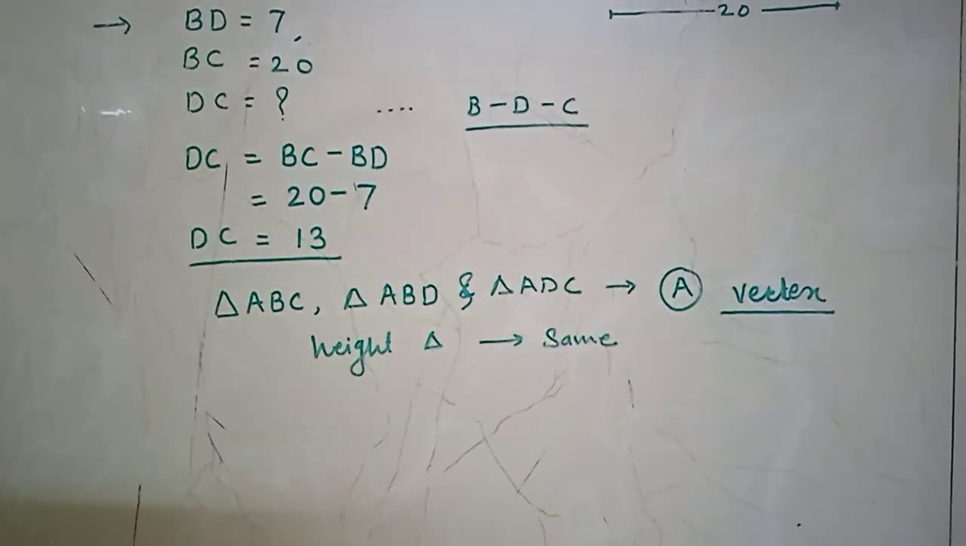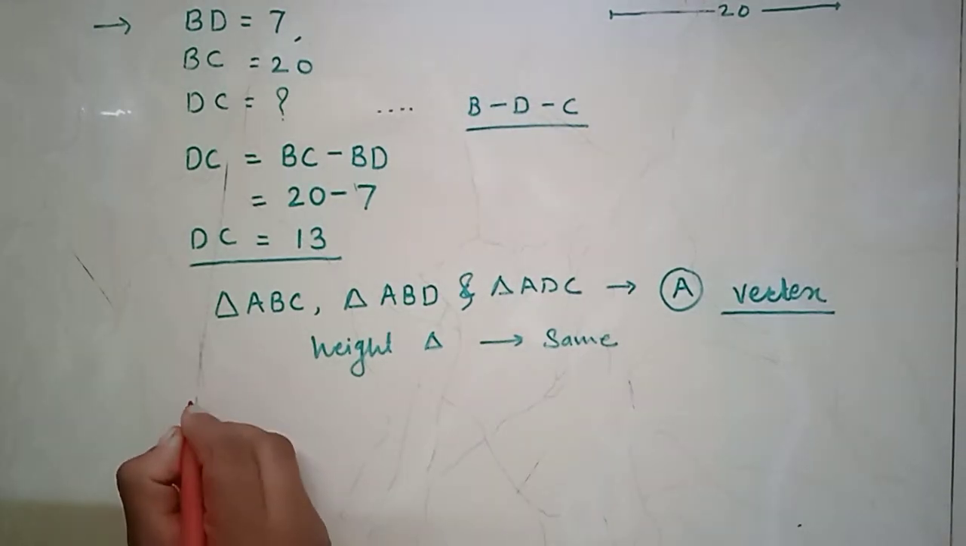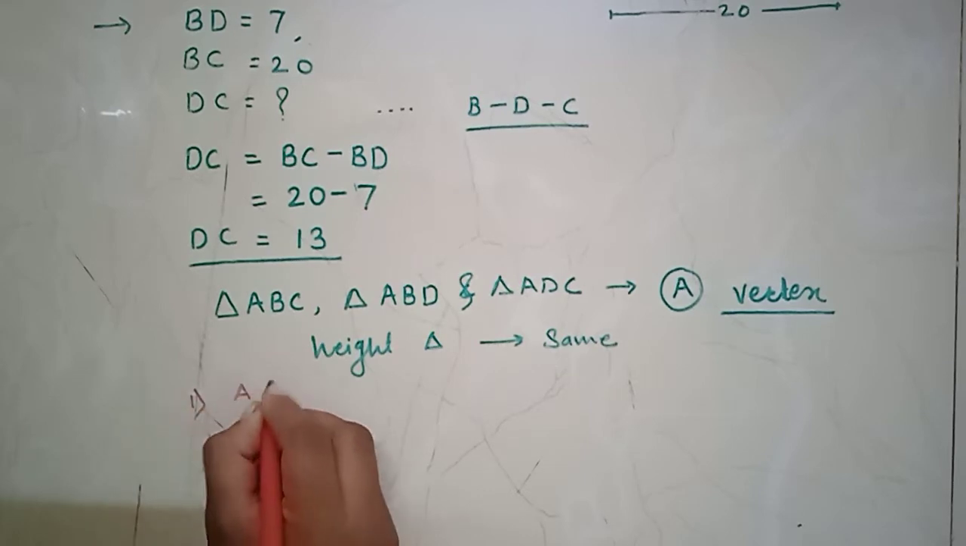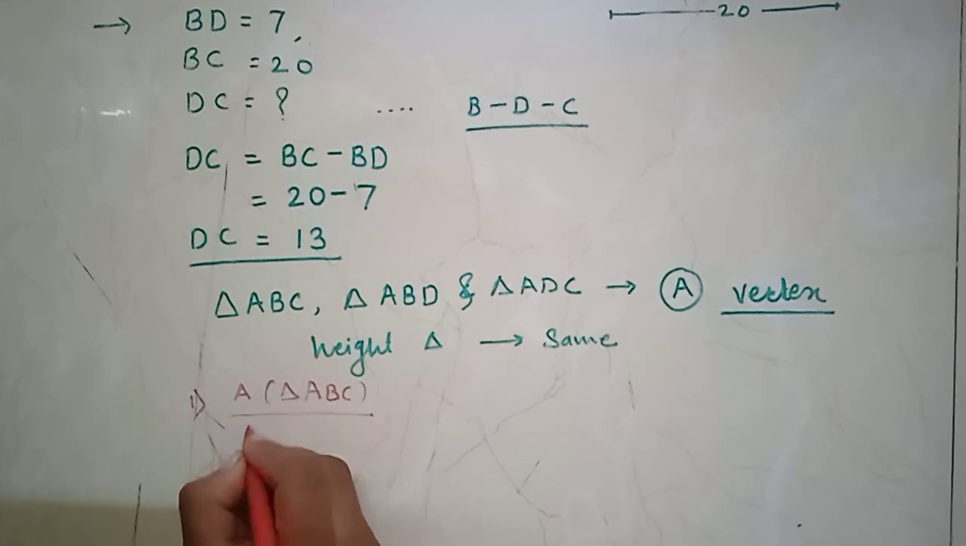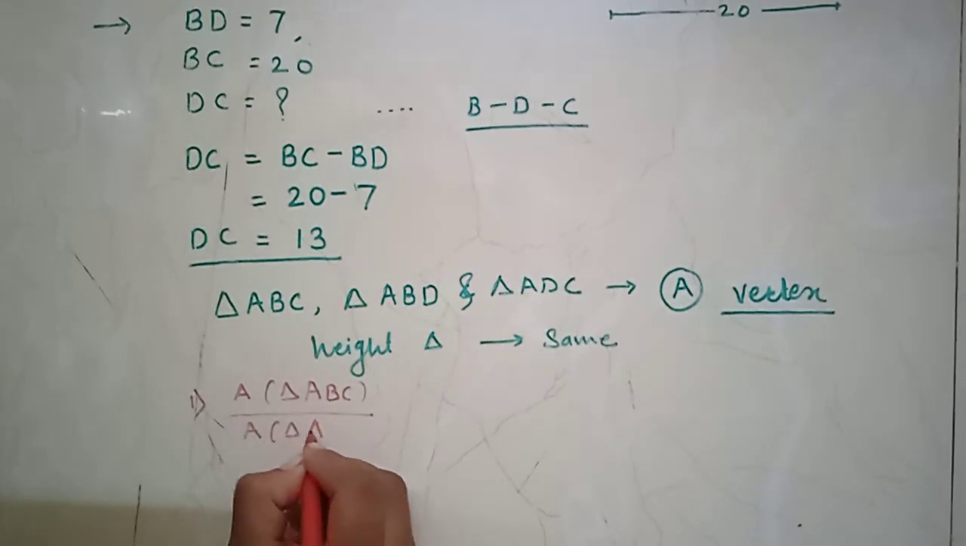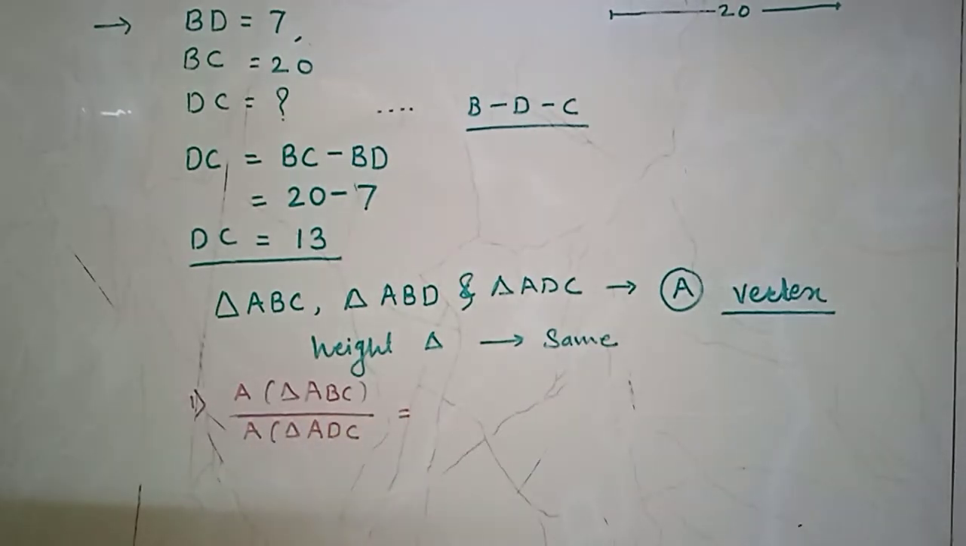When the heights of triangles are the same, the ratio of the areas of triangles is equal to the ratio of their corresponding bases. जो बेस होते हैं उसके ऊपर उनका एरिया का रेशो डिपेंड्स रहता है. So we can write here the first ratio, the area of triangle ABC upon area of triangle ADC.